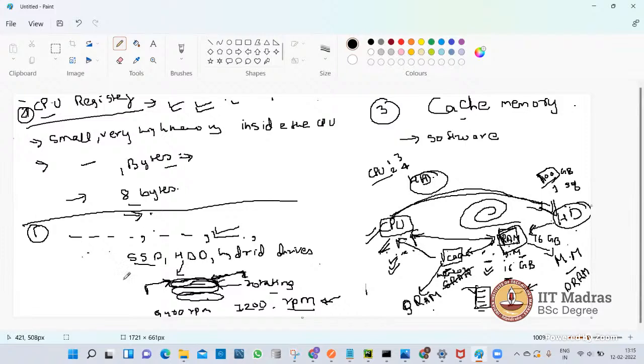Now if we talk about SSD, this is another type of storage device, solid state drives. In these drives there are no moving parts. In the hard disk the magnetic disk is moving continuously, but in the SSD we have no moving parts. Instead of the magnetic disk, these drives use flash memory chips to store the data.